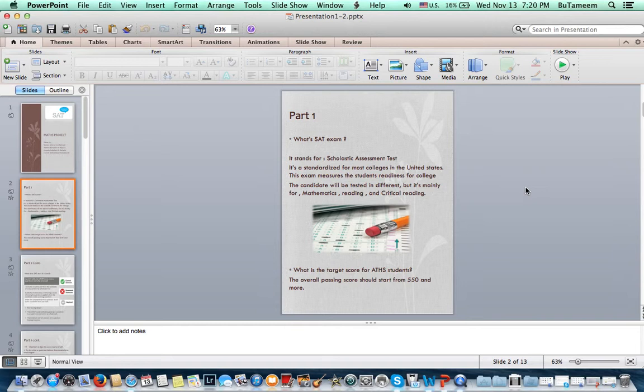It stands for Scholastic Assessment Test. The SAT exam includes 4 different exams, which are chemistry, physics, maths, and English. What we're going to talk about in this presentation is the maths exam in the SAT.